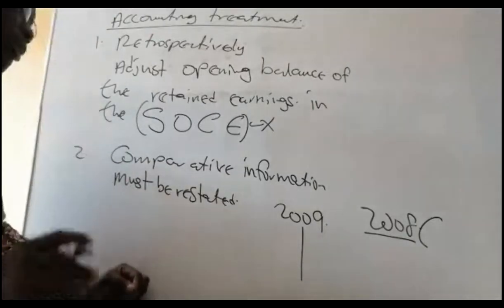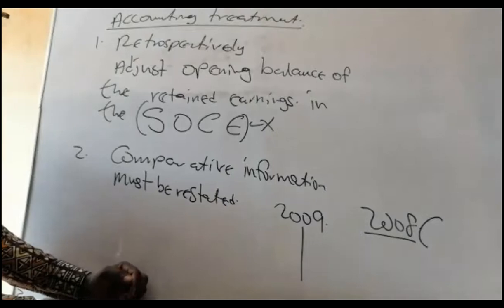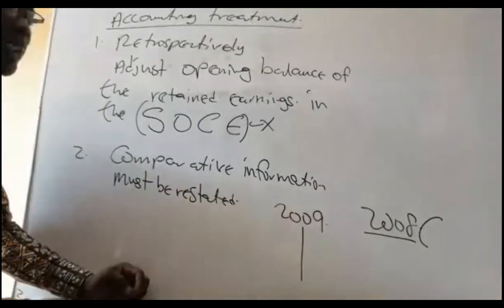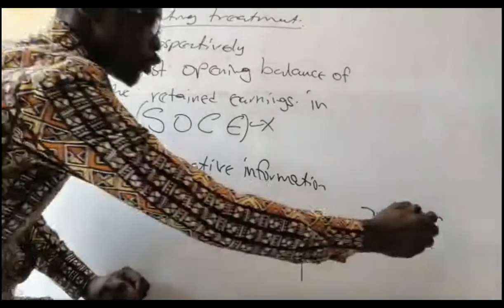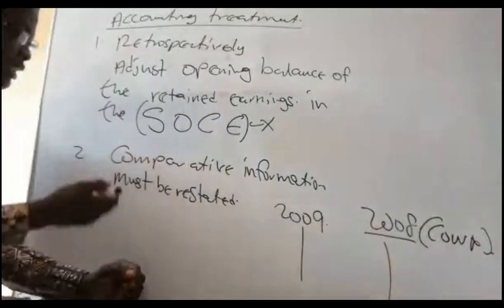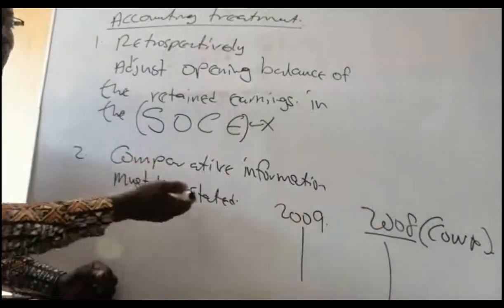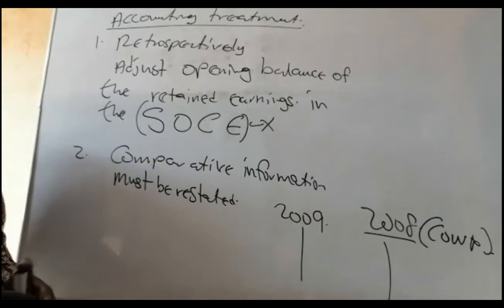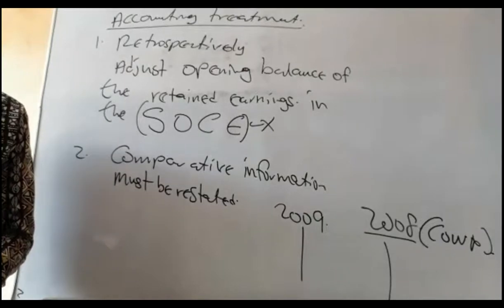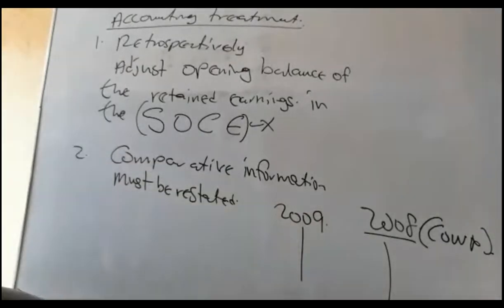So for comparison purposes, let's prepare a new financial statement, or let's adjust the 2008 financial statements with the effect. So that is the comparative information that must be restated. So anytime you are accounting for a change in accounting policy, comparative information must be provided or restated. That is it.